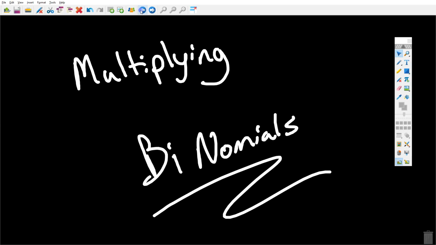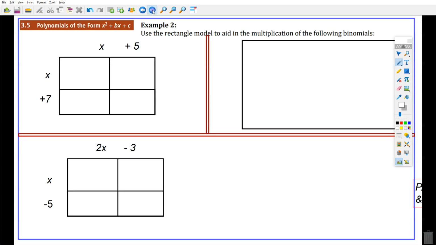I'm going to do a video on multiplying binomials. So we're in chapter 3, section 5, and we're going to look first at multiplying the binomials using the area model. We can use a rectangle model to keep track and end up with our four partial products, very similar to what would happen if we were to multiply a two-digit number by a two-digit number.